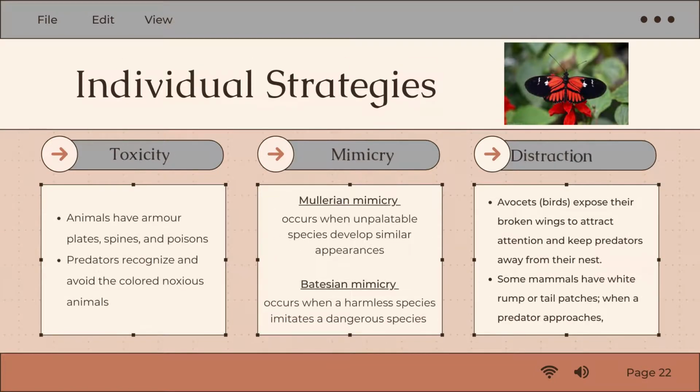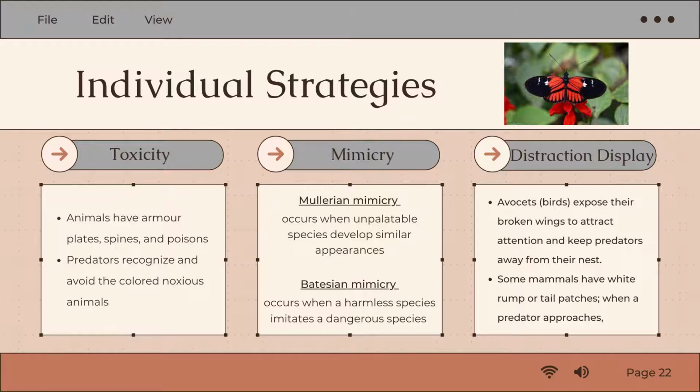There are also toxicity, mimicry, and distraction display in the individual strategies. For toxicity, animals have armor plates, spines, and poisons. Predators recognize and avoid the colored noxious animals. For mimicry, Mullerian mimicry occurs when unpalatable species develop similar appearances. For Batesian mimicry, it occurs when a harmless species imitates a dangerous species.